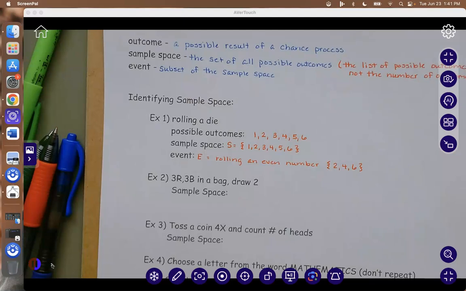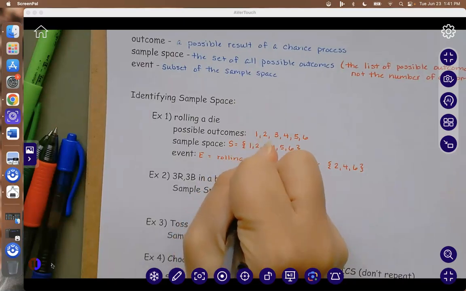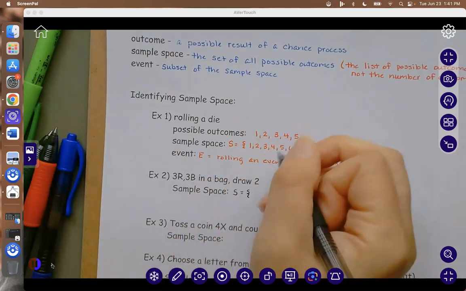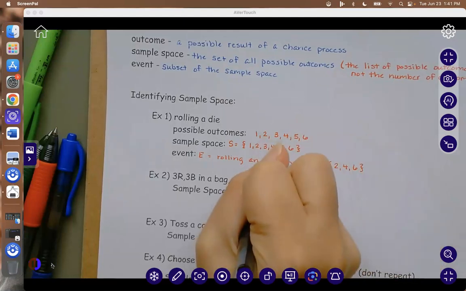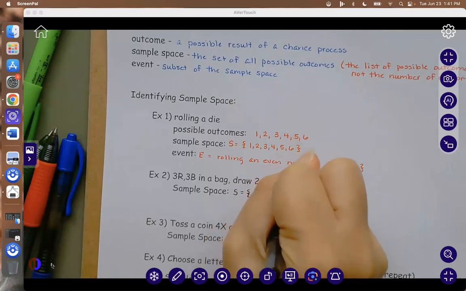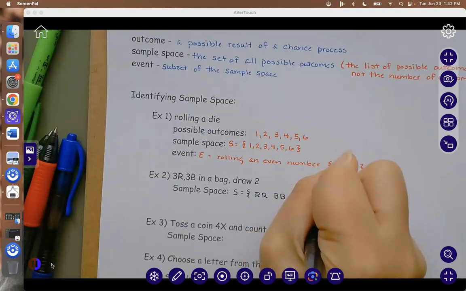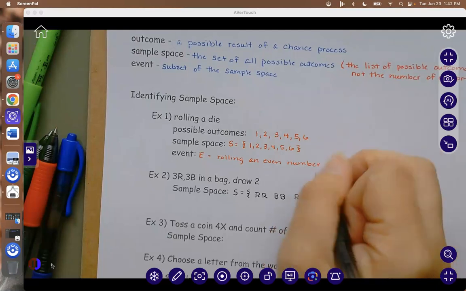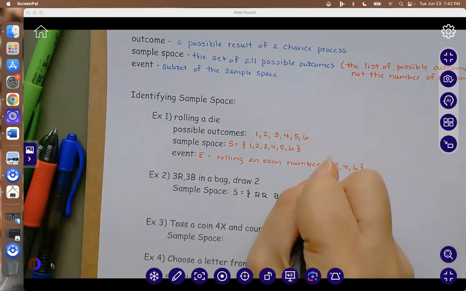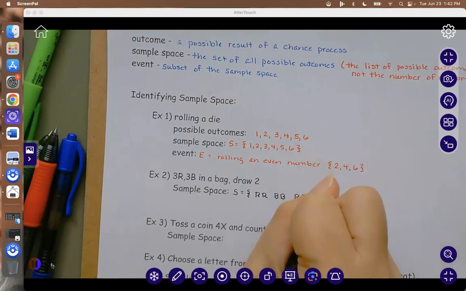Alright, so let's say I have 3 red marbles and 3 blue marbles in a bag, and I want to draw 2. What would be my sample space? So here, my sample space would be, what are all the possible outcomes? Well, they could both be red. They could both be blue. The first one could be red. The second one could be blue. The first one could be blue. And the second one could be red. Now, I know you think that these are the same thing, but both matter.